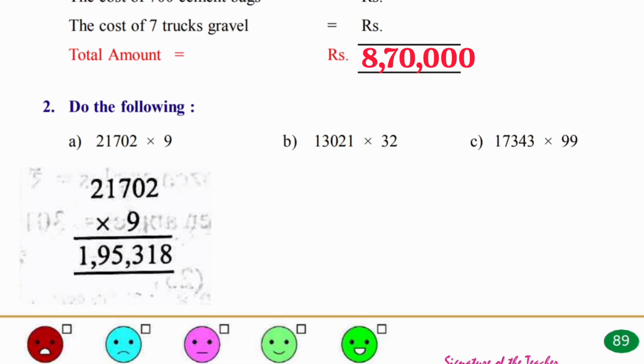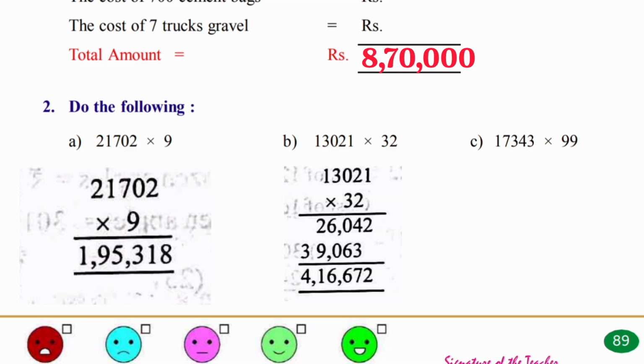Next, second one, 13,021 multiplied by 32. Let's see the answer. So 2 1s are 2, 2 2s are 4, 2 0s are 0, 2 3s are 6, 2 1s are 2, then 3. So 3 1s are 3, 3 2s are 6, 3 0s are 0, 3 3s are 9, 3 1s are 3. Do addition. So 2 will be as it is, then 4 plus 3 is 7, 0 plus 6 is 6, 6 plus 0 is 6 again, then 9 plus 2, 11, 1 carry forward, write down 1, then 3 plus 1 is 4.